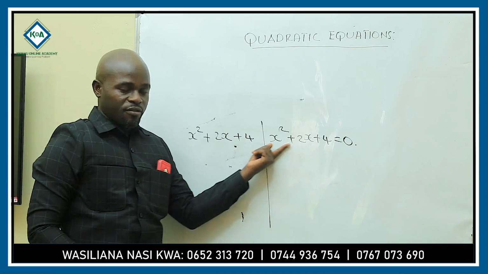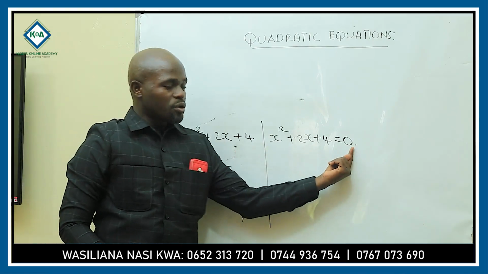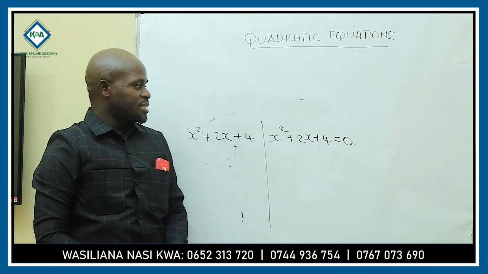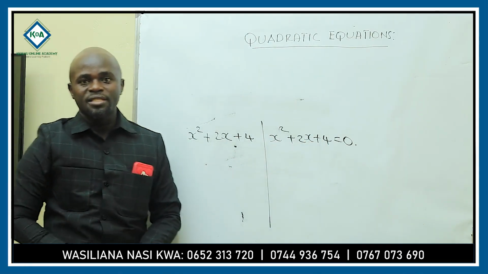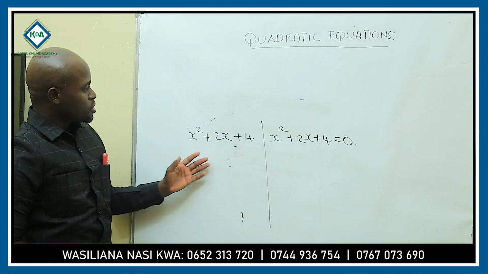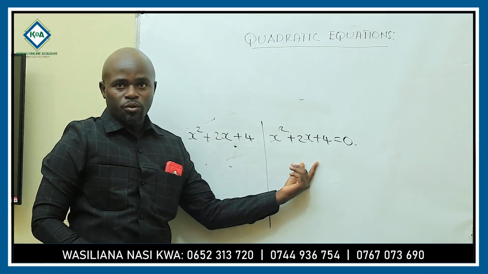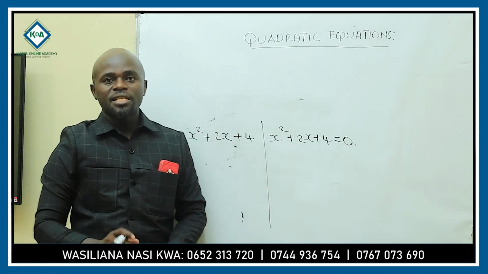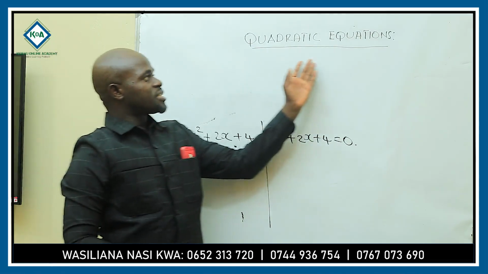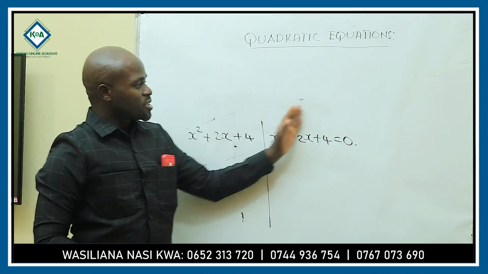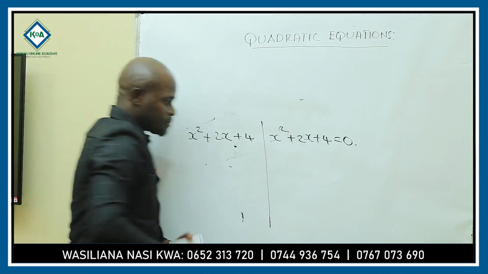Whereby this is the first side and this is the second side. So in an equation, we have two sides. Those are the two differences which distinguish between a quadratic expression and a quadratic equation. Now, today's lesson is the quadratic equations. So we are talking about the quadratic equations.